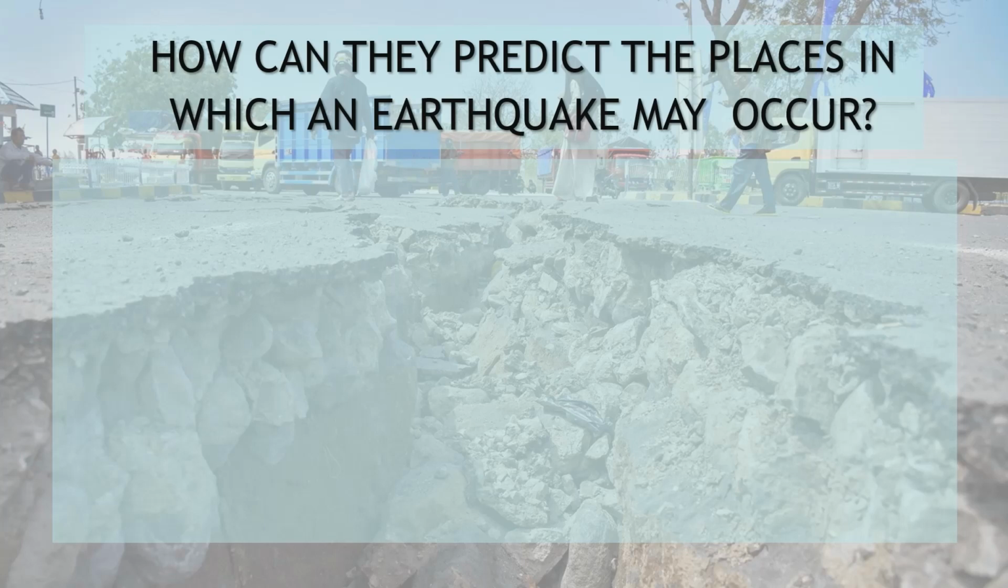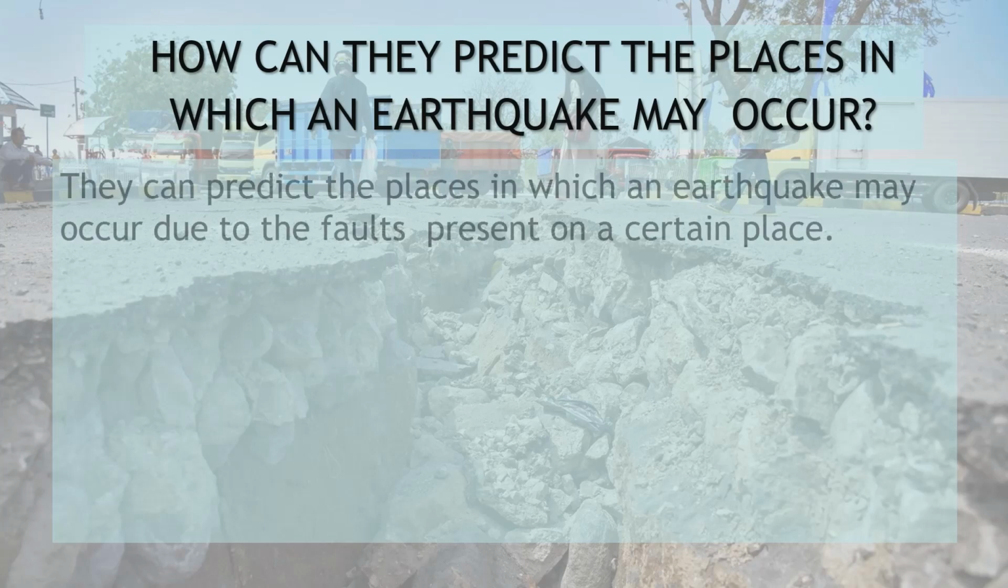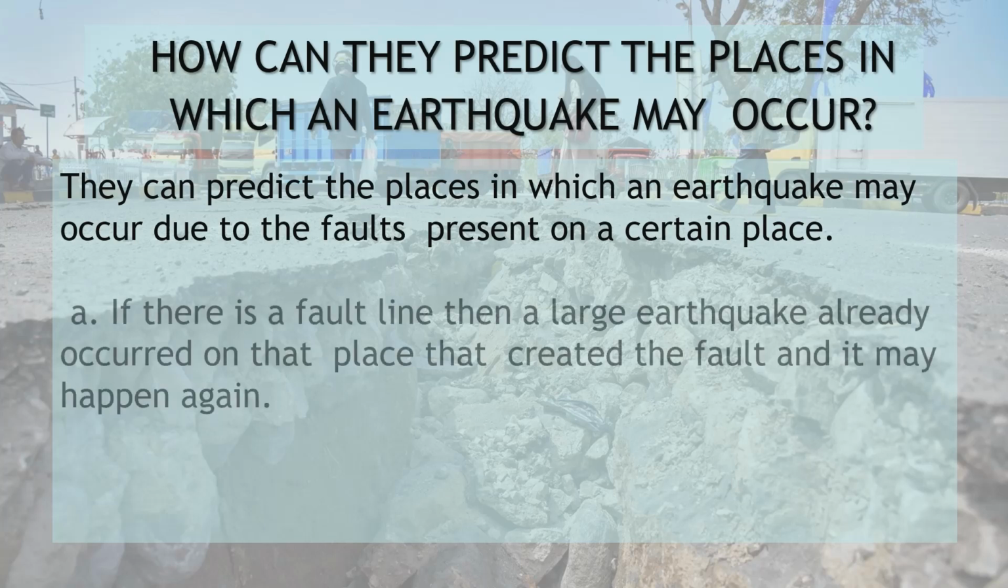So how can they predict the places in which an earthquake will occur? Sabi natin kanina, they can predict the places in which an earthquake will occur due to the faults present in a certain place. Letter A, if there's a fault line, then a large earthquake already occurred in that place that created the fault, and it may happen again.